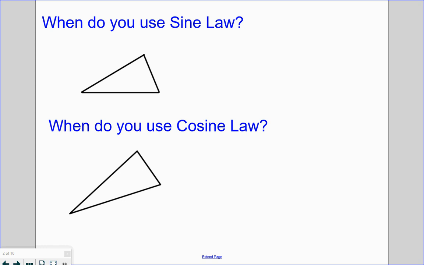Okay, so you're not given any help with picking out the formula, putting the numbers in the right spots, or the button pushing that's involved. This is something that you have to know how to do. So let's just review when you should use cosine law and when you should use sine law.